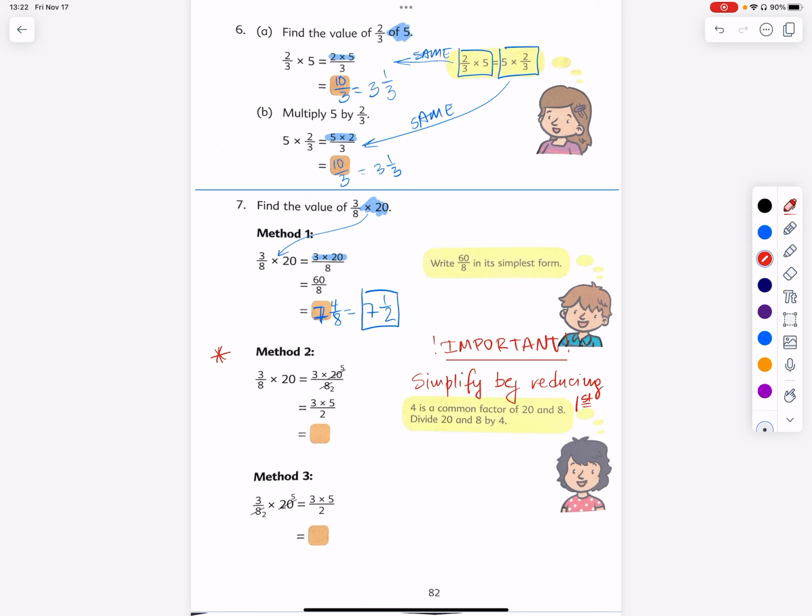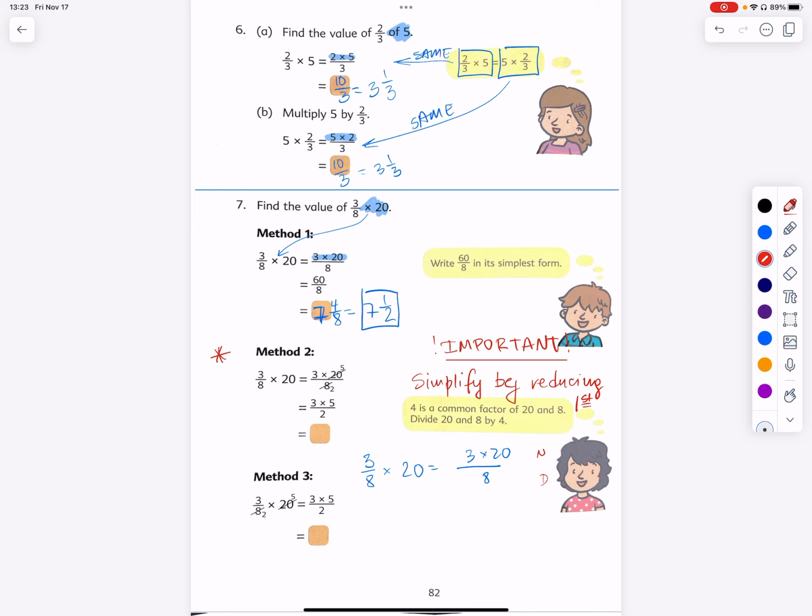So let's take a look at the same example, 3/8 times 20. My friends, if we write it down like this, let me rewrite it so it's nice and clean. Oops, where's my eraser? Right here. 3/8 times 20 is the same as 3 times 20 over 8. Let's first find a way to reduce the numerator on the top and the denominator on the bottom by a common factor.